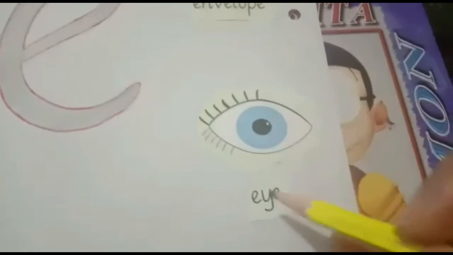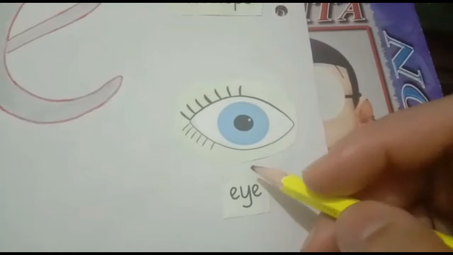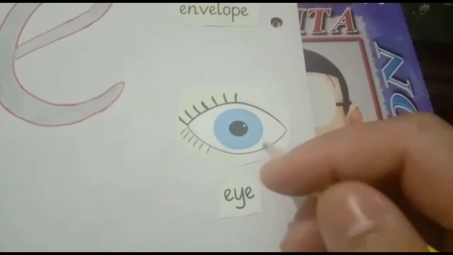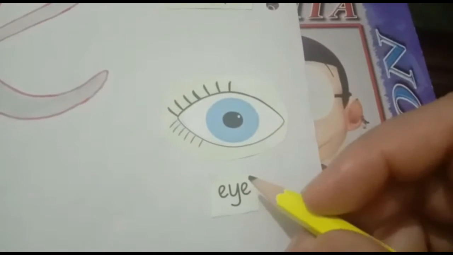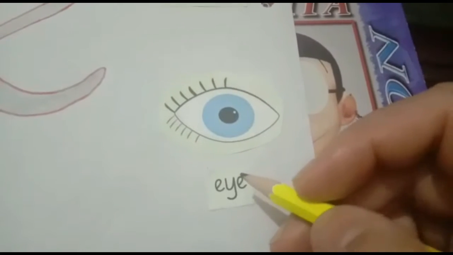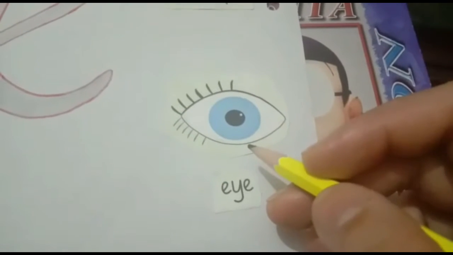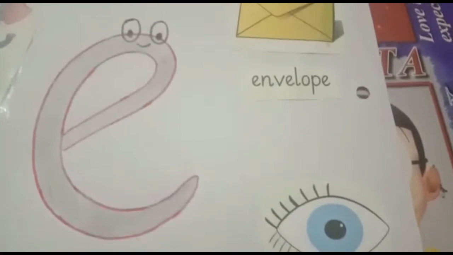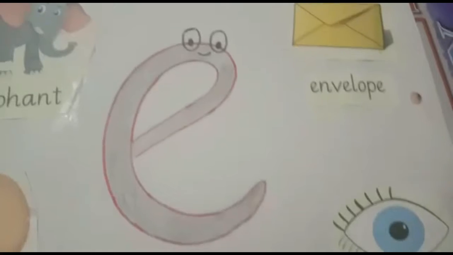Now next is an eye. E, a, eye. Yes, E is the first letter in eye. An eye is a very important part of our body, and we can see everything with the help of this eye. So we should be thankful to Allah for this blessing. Okay, now we have completed the first part. Now let's do the next part.